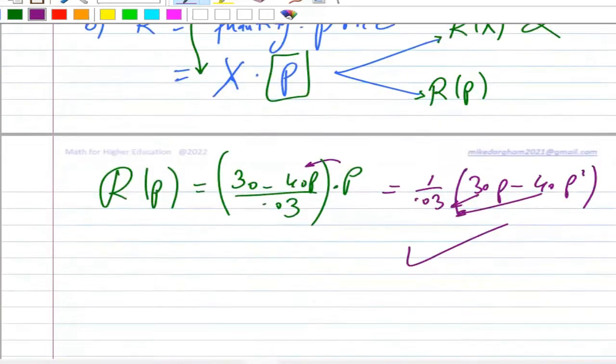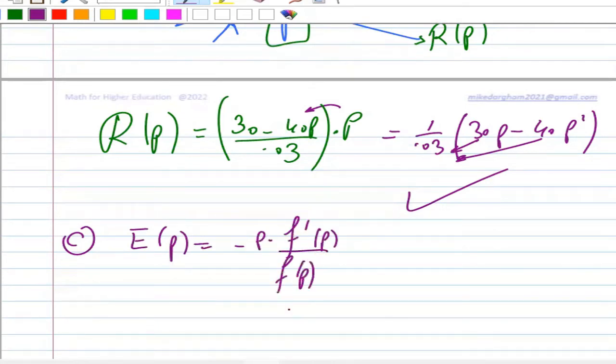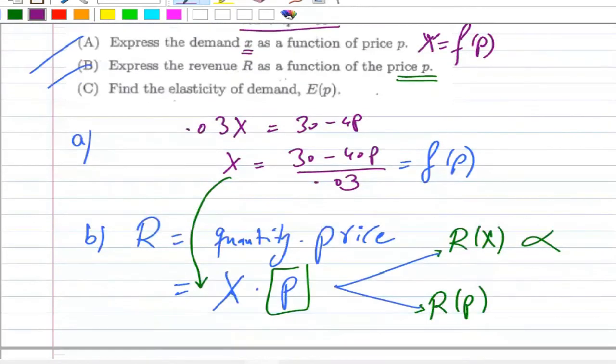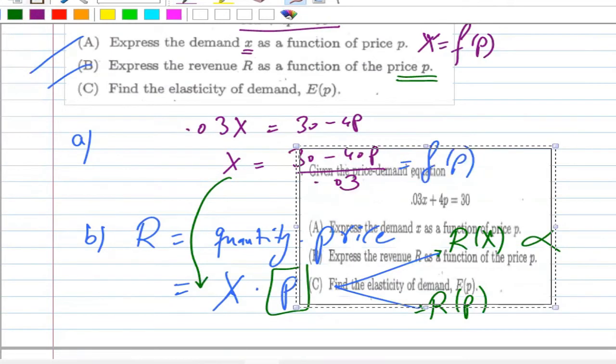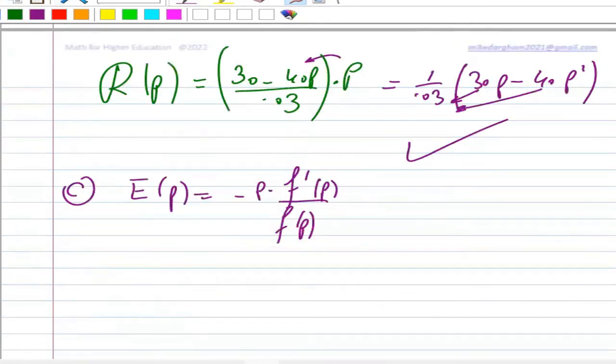So part C, elasticity has the rule, which is minus p times the derivative of the function in p over the function itself. Now we go back to the revenue function. So let me copy. How much is your F prime?